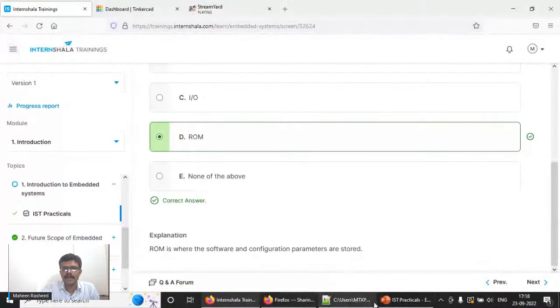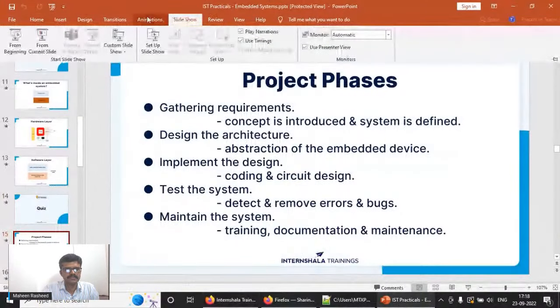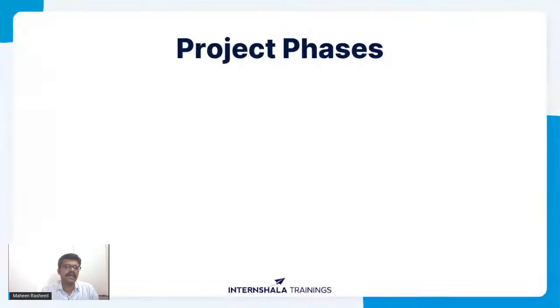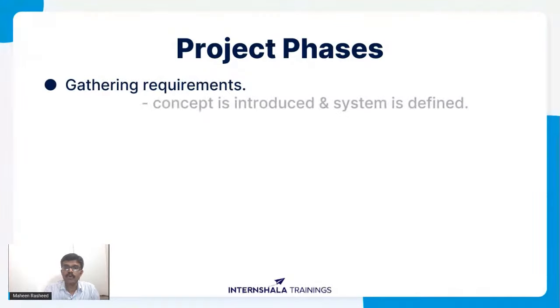Thank you. So now let's move on to the next topic, the project phases. As I said, an embedded system goes through several phases. The first one is gathering requirements. In this phase, the idea of the embedded system is introduced. This idea is revisited again and again until the requirements are finalized. So this is the first phase.